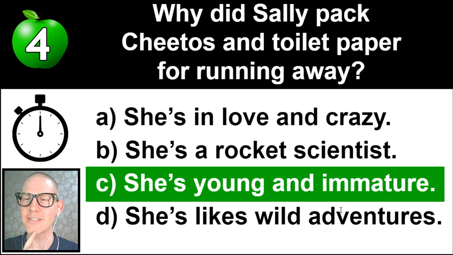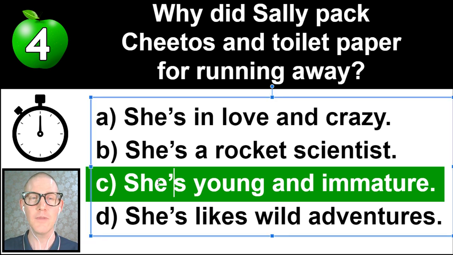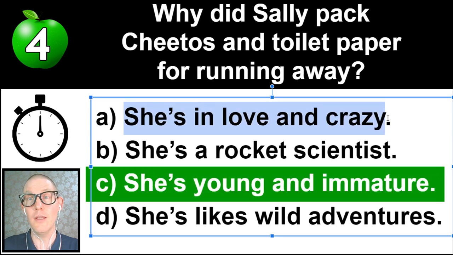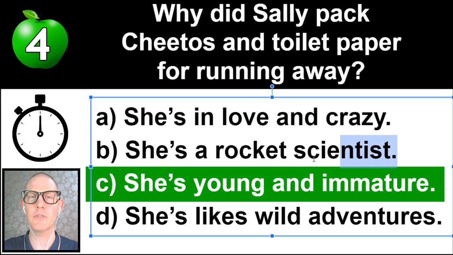Vera Kalugina says, to tell the truth, none of them. Well, we have to choose an answer which fits the best, and I'm going with C. She's young and immature. A says she's in love and crazy. We didn't get any information about that. It's possible, but we didn't get any information about that, so that one doesn't work.